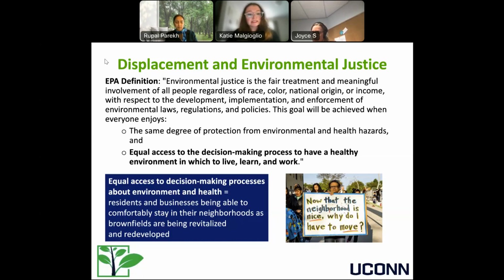Environmental justice is about the fair treatment of all people. Preventing displacement and creating communities that are safe for people to stay in as these redevelopment projects are happening is how we can treat existing residents of our communities with fairness, dignity, and compassion.